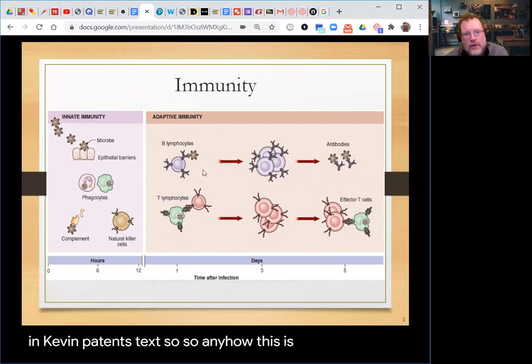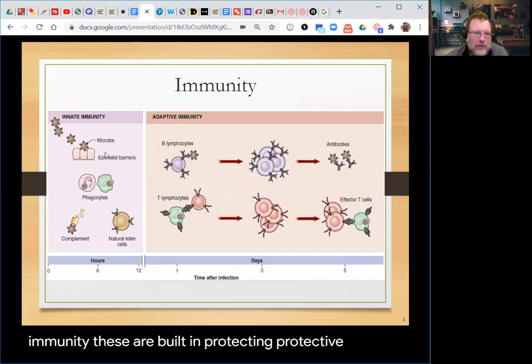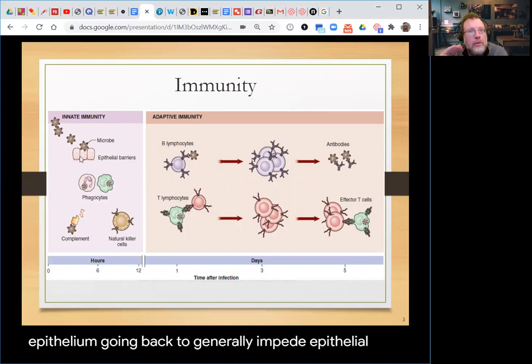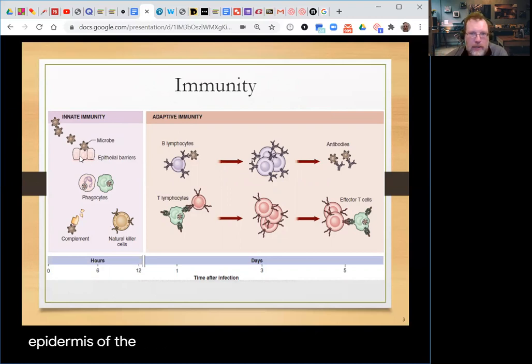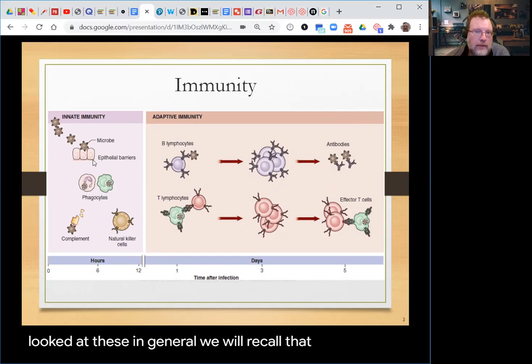So anyhow, this is figure 32-1 from the Patton textbook. It shows us a nice little illustration of the differences between innate and adaptive immunity. Again, innate immunity, these are built-in protective mechanisms. We see epithelial barriers. Remember, going back to general A&P, epithelial tissue is a lining or a covering. So we would think of the epidermis of the skin as a type of epithelium. We would think of the linings of our cavities as also being epithelial in origin. When we looked at these in general, you'll recall that one of the main functions of epithelium is protection. So we consider that part of the innate immune system.